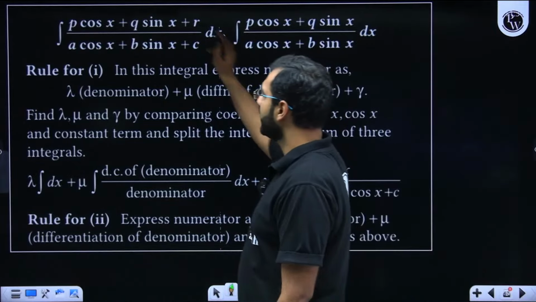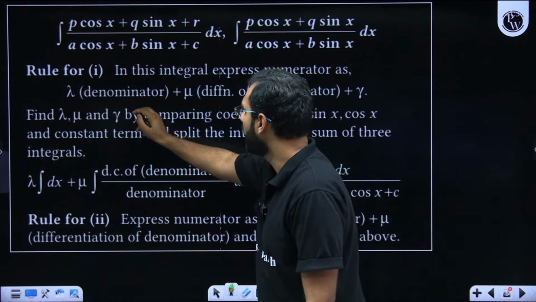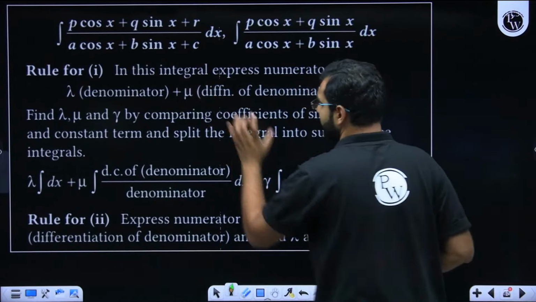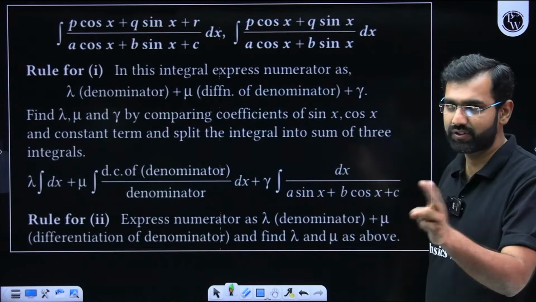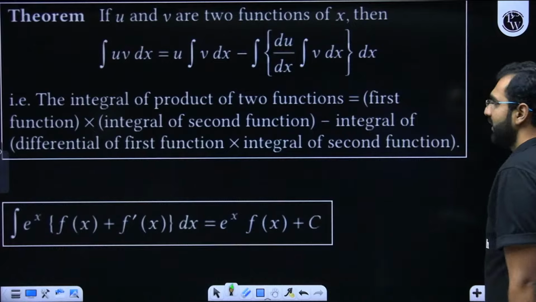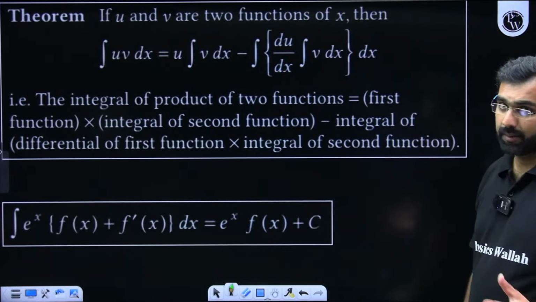So here again the same logic. Lambda times denominator plus mu times differentiation of denominator plus gamma will be expressed in numerator. Again, you compare the coefficients of sine and cos and you get the expression. And again, you will find that integration very easily. Trust me.